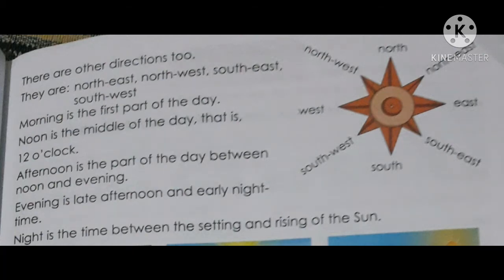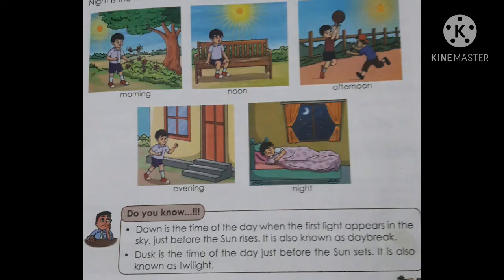It means morning is the first part of the day and noon is the middle of the day, that is 12 o'clock. Afternoon is the part of the day between noon and evening. Evening is late afternoon and early night time. Night is the time between the setting sun and the rising sun. In this picture we can see a morning picture, noon picture, afternoon picture, evening and night.